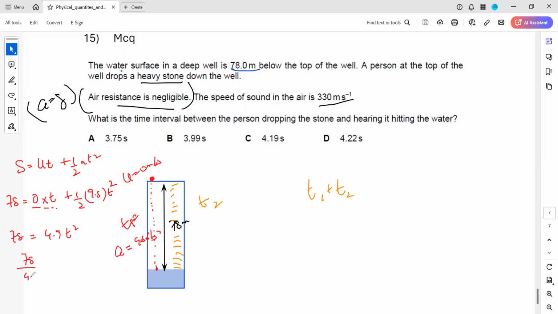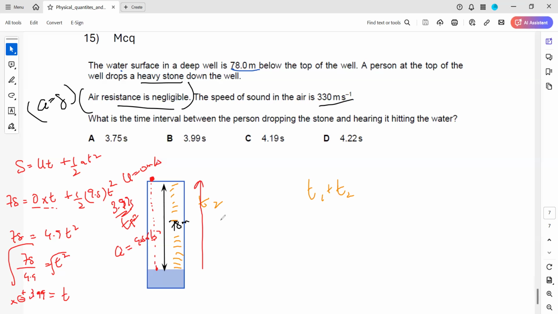Then 78 divided by 4.9 is equal to t square. And then for t we will take a root. What's the answer of 78 divided by 4.9 in a root? 3.99. Look, whenever we take a root, we get two roots, positive and negative. But in case of time, we ignore the negative root because time cannot be negative. So the time taken by the stone to reach the water surface is 3.99 seconds. Then how much time will the sound take to reach the top?